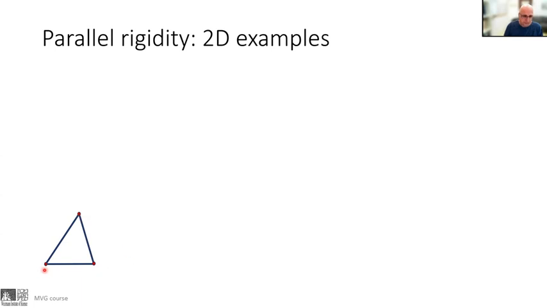Okay? Is this triangle determined? Are the positions determined? Up to what? Notice, up to translation and uniform scale. What do you say? So is this graph parallel rigid?